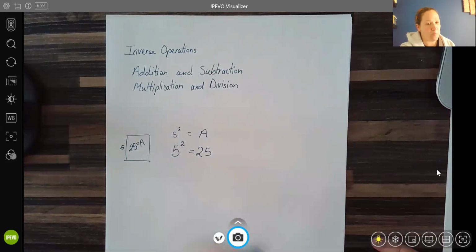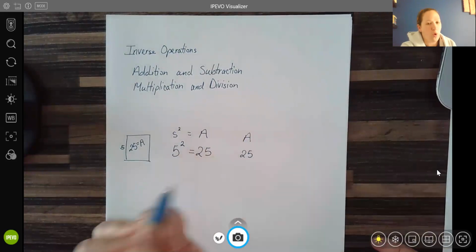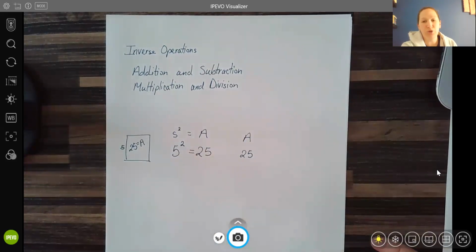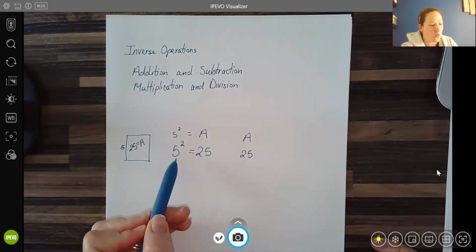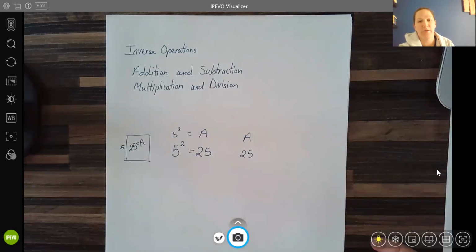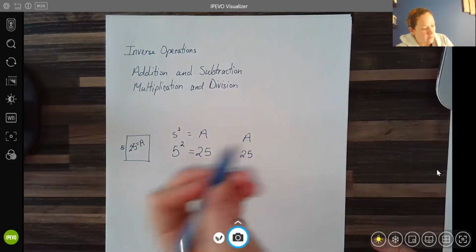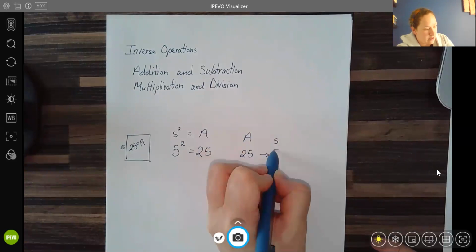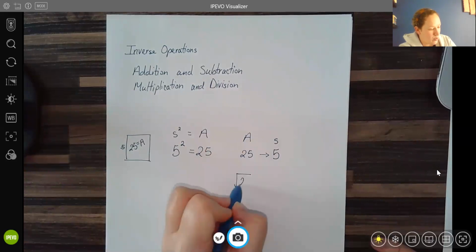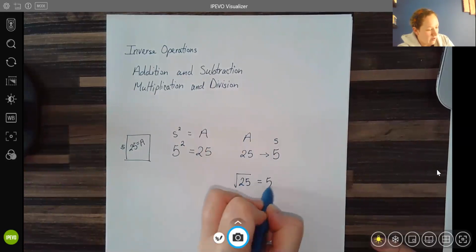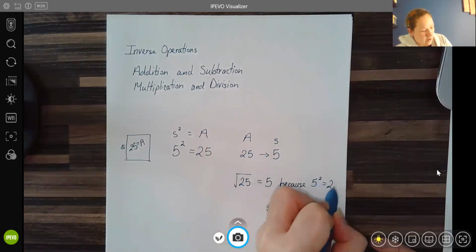Okay, and so if we want to work backwards, we know the area. So we know the area is 25. What operation or what can we do to undo the area? Okay, so squaring a number is one form. We're going in one direction from the side length to the area. But going backwards, we're going to talk about using a square root. Okay, so if the area is 25, that side length is going to be 5. And we represent this as the square root of 25 equals 5 because 5 squared equals 25.